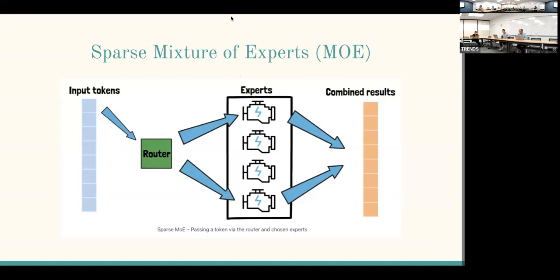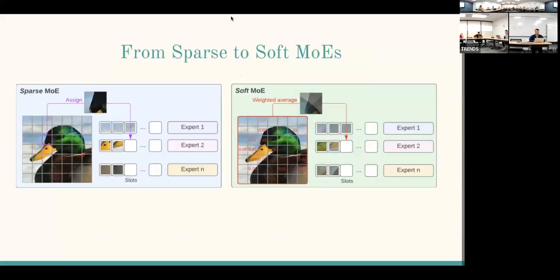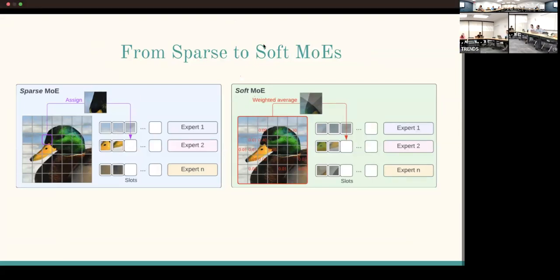So yeah, each of the image patches could also be routed to multiple experts. If the model learns to do that, it could do that, and that would result in combined inference as well. So I wanted to move to soft MoEs. In this work, they propose soft MoEs to alleviate some of the problems of sparse MoEs.